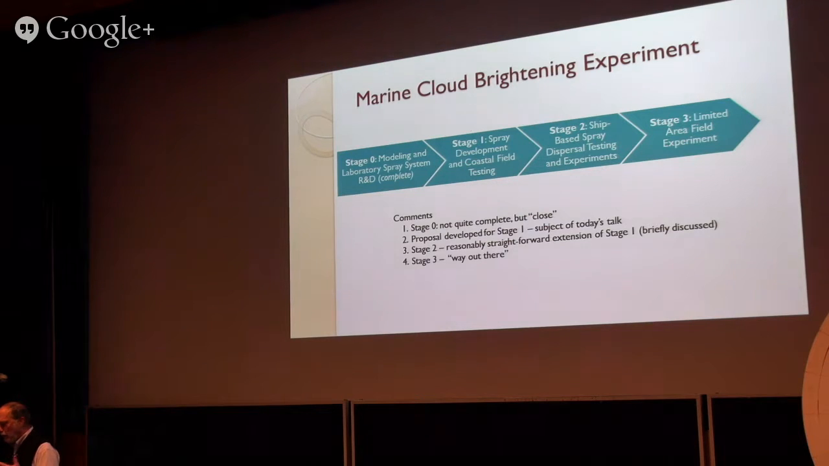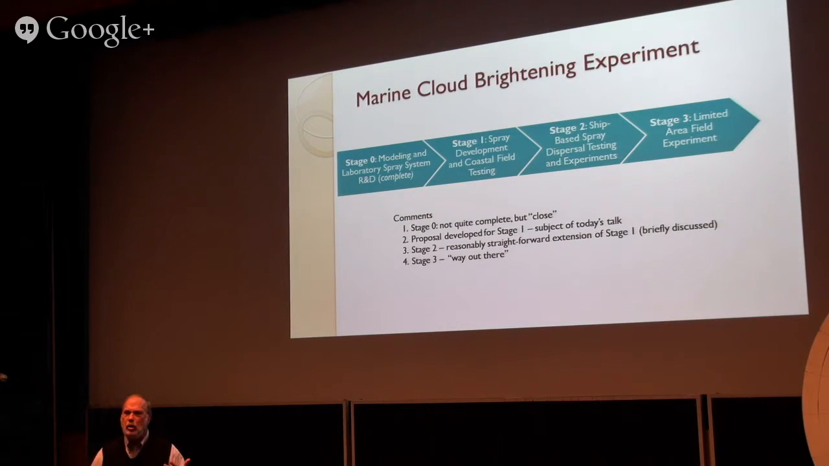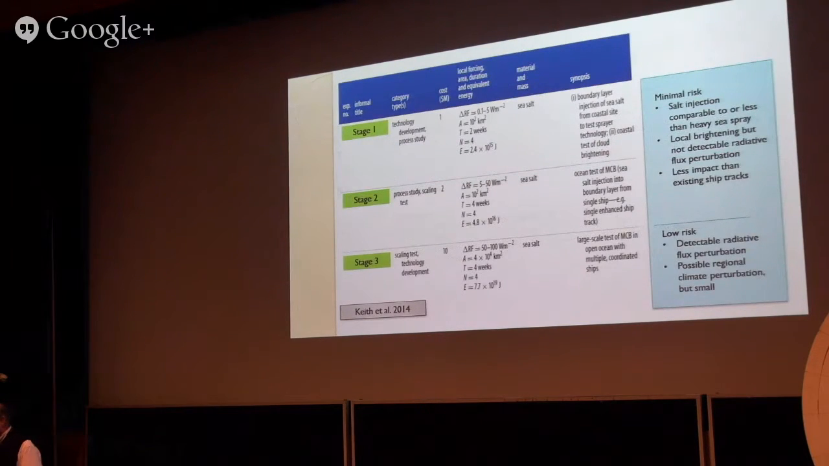Stage two is a ship-based spray, and I will talk briefly about that. And stage three, then, is after you've shown you can do this, you now have to talk about whether you can do this in a large regional experiment where you would actually develop a climate signal, and I'm not going to talk about that at all. This comes out of a paper that David Keith and a couple of other people here wrote, looking at some of these experiments. I changed the nomenclature to suit myself.